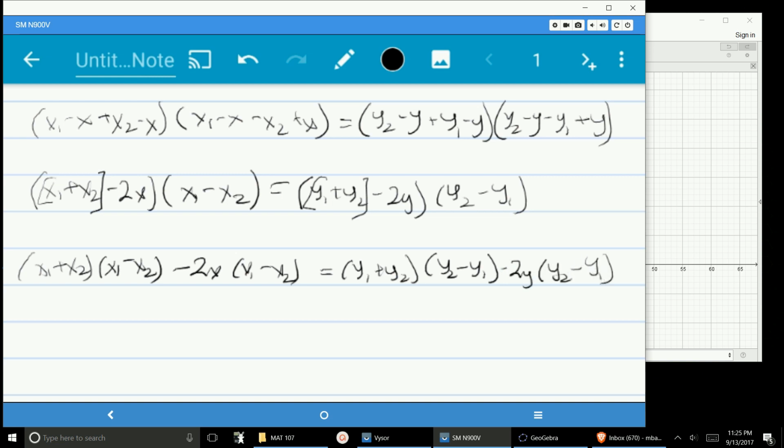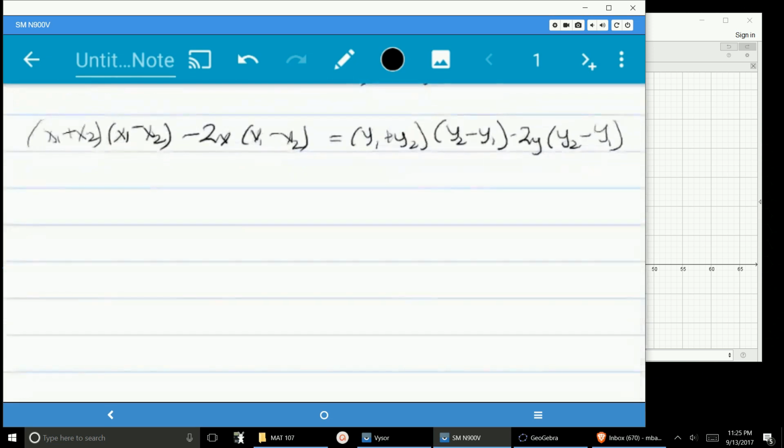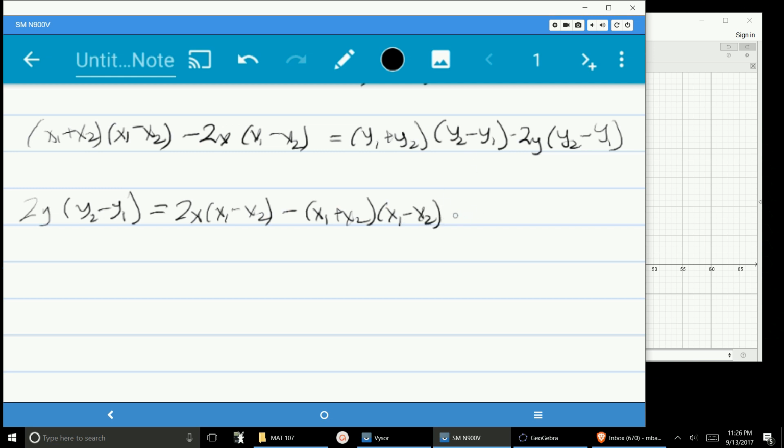I know this is probably pretty boring and weird, but this is actually going to be amazing. So I'm going to add this to get it by itself and get rid of everything over here. So adding that gives me 2y times y2 minus y1 equals, if I add that, I get 2x times x1 minus x2. I can then subtract that, x1 plus x2 times x1 minus x2, and then I have this over here still.